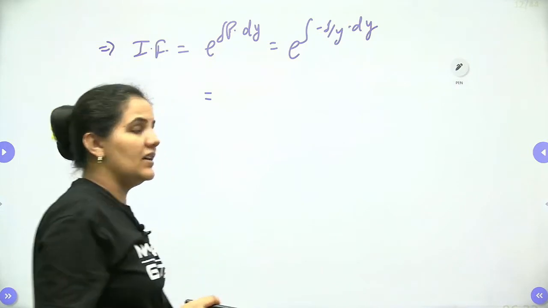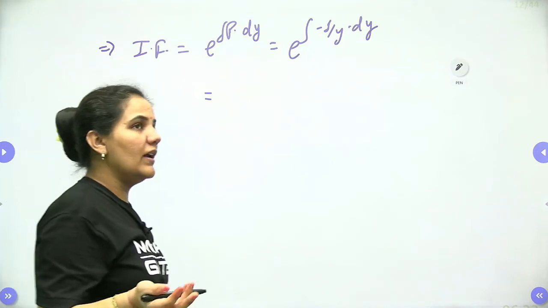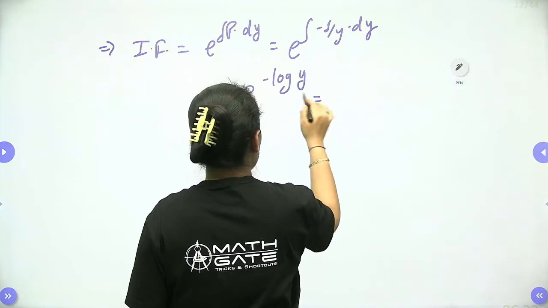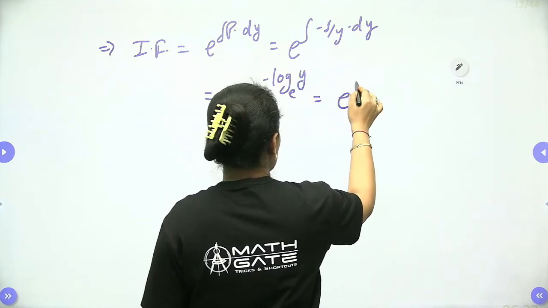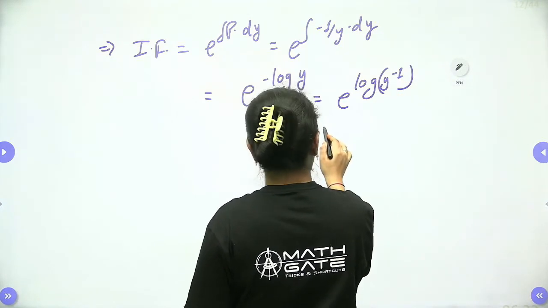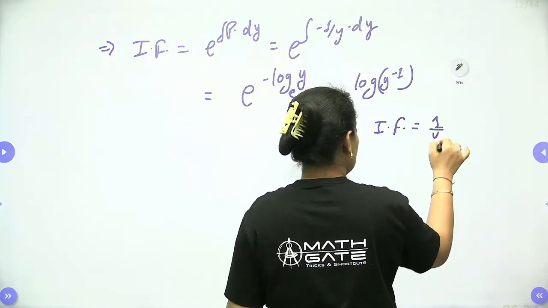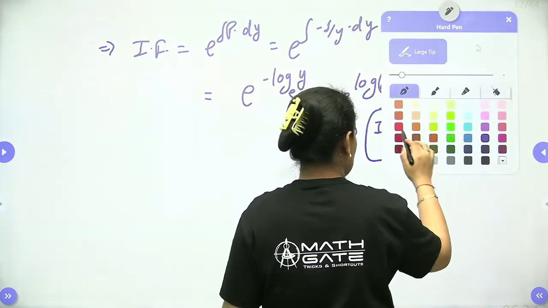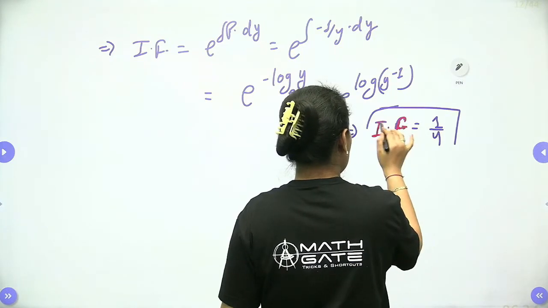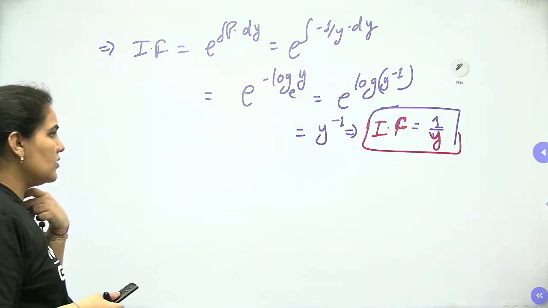As we know very well, the integration of 1 by y is log y, just as 1 by x is log x. So we get e to the power minus log of y only. The base will be e. So you can say it is nothing but e to the power log of y to the inverse, which is y inverse. So the integrating factor is equal to 1 by y only, right? So it will be 1 by y.